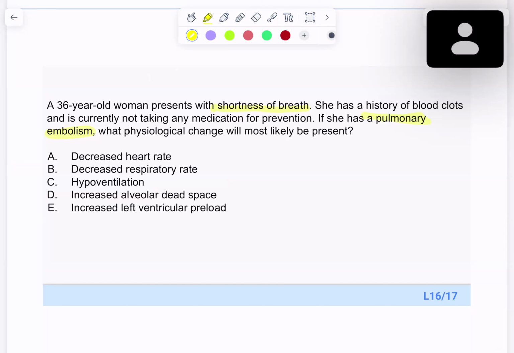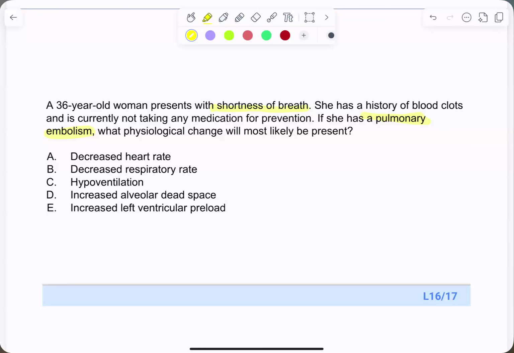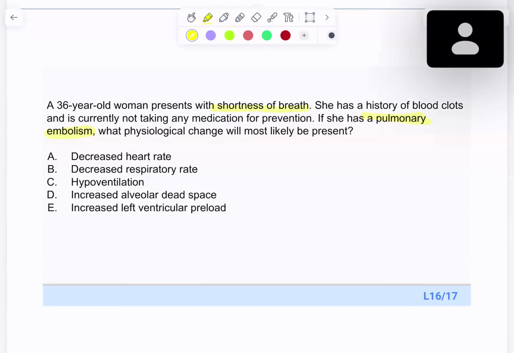Can you guys see the screen? One second. Can you see it now? Yeah, we can see it now.